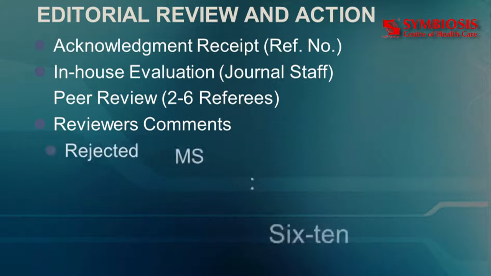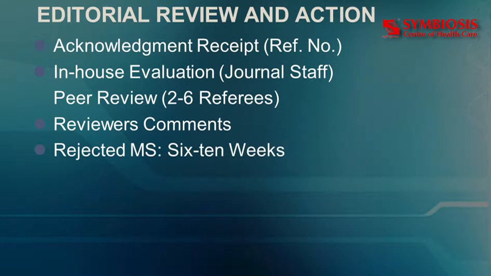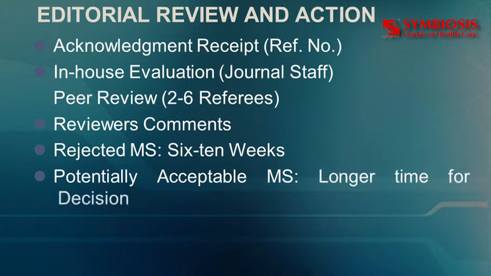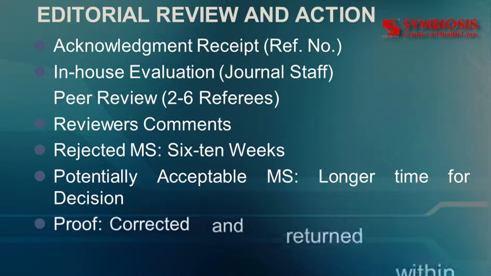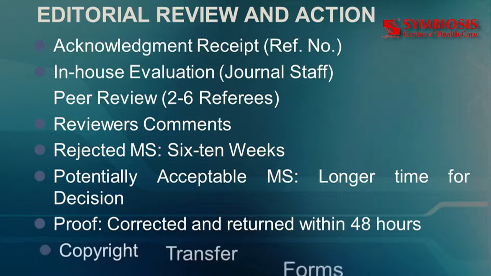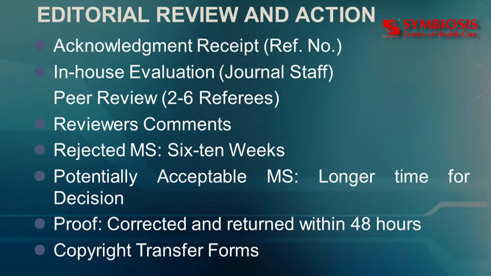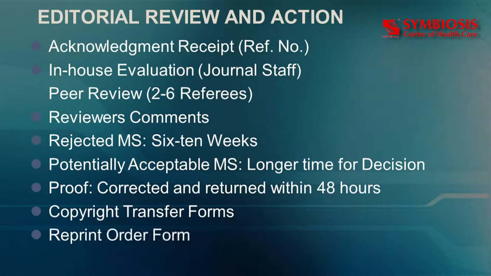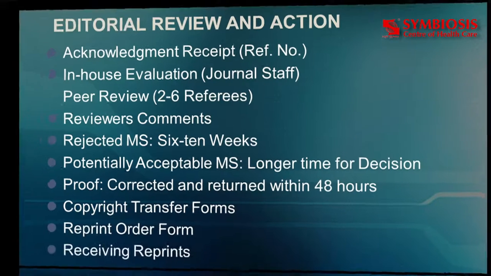Rejected manuscripts are usually communicated quite early, in 6 to 10 weeks, but potentially acceptable manuscripts might take a longer time for decision making, and it might take much longer. You also need to get the proofs corrected and returned within 48 hours. Copyright transfer forms are to be signed when the manuscript and proofs are being finalized. Then a reprint order form nowadays is not required because everything is digital, but you receive the reprints finally in digital format.